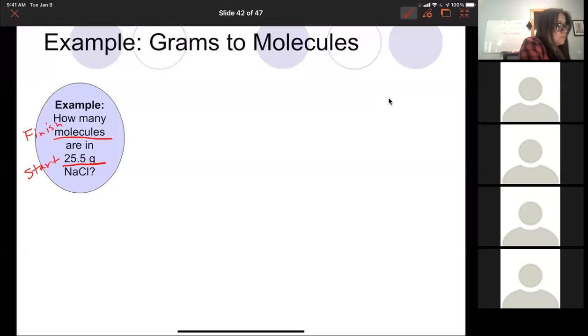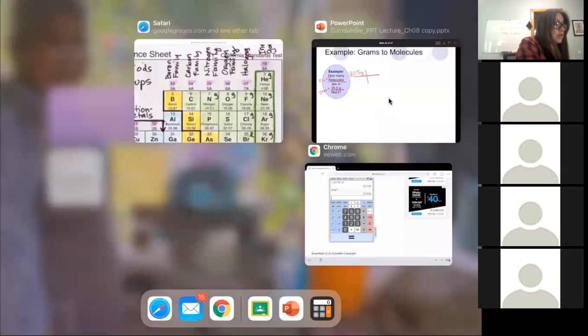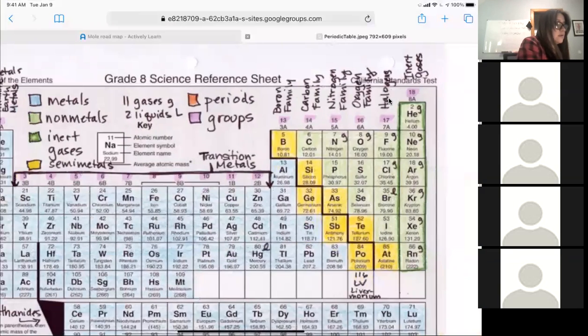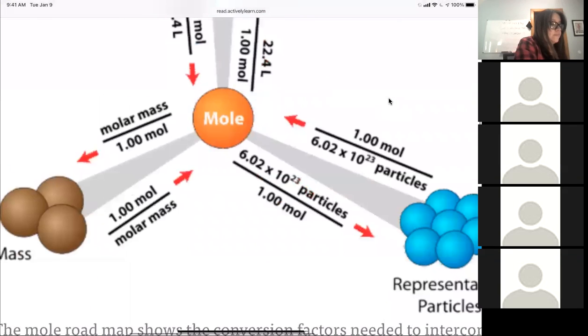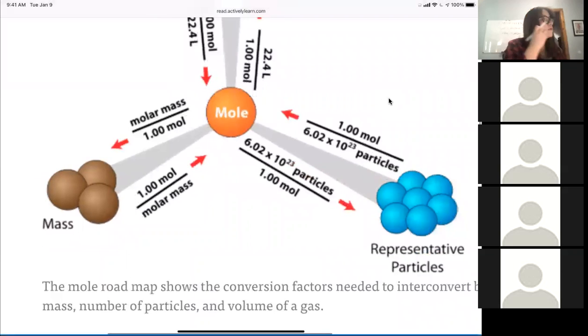So we are starting with 25.5 grams, and they want us to finish in molecules. Let's take a look at this.